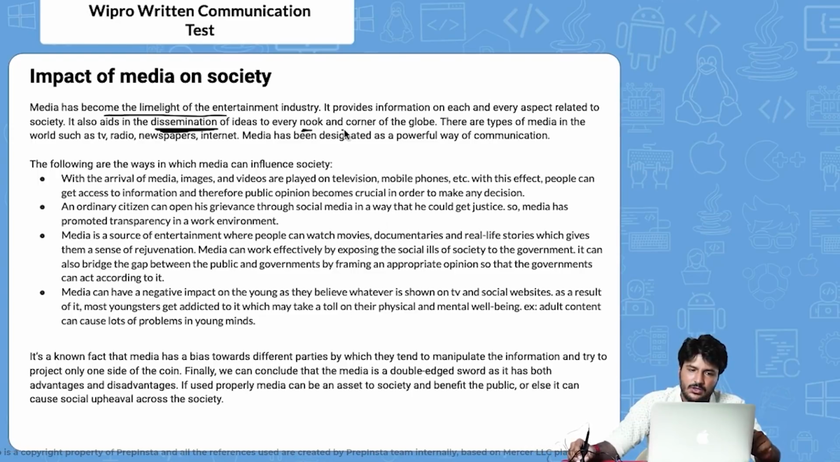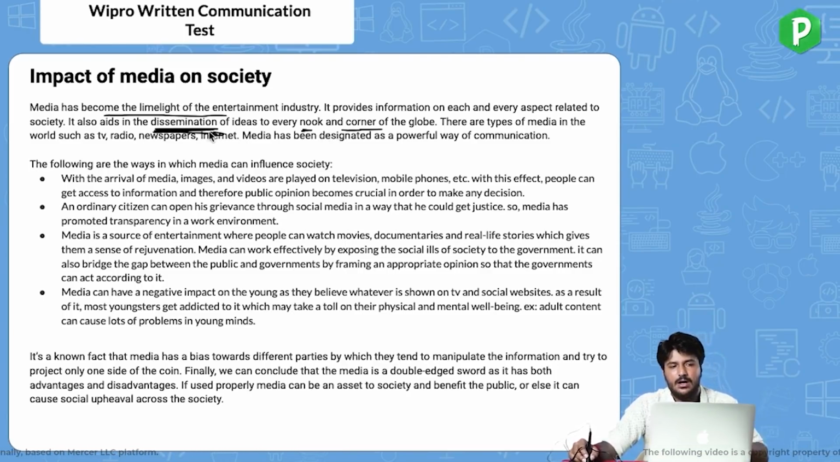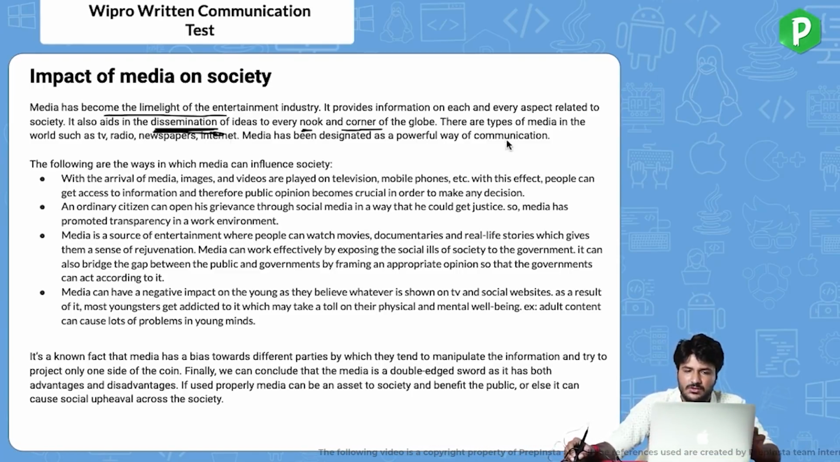Then again, nook and corner of the globe. This was the correct spelling. So she's trying to increase her diction, but she's made an error here, that is using a word that she does not know the spelling of. So, probably use a different word that you do not know the spelling of.